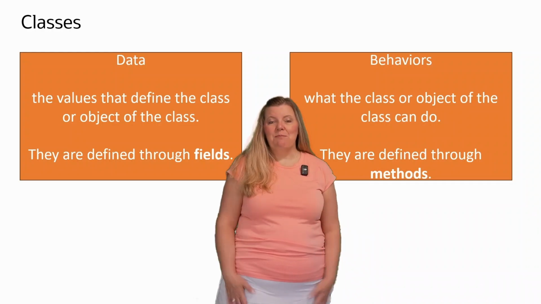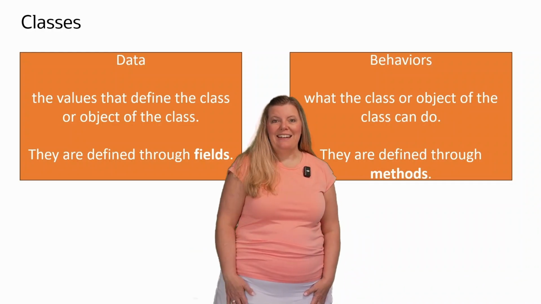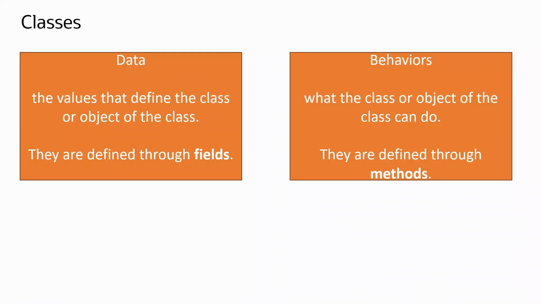Provide your class with some behaviors by writing methods. Come on, let's learn some Java. A class defines the data and behaviors of an object. The data are the values that define the class or object of the class. They are defined through fields. The behaviors are what the class or object can do. They are defined through methods.